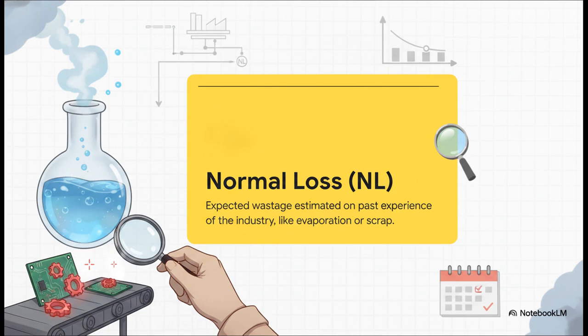For instance, if you're boiling fruit juice, some of that liquid is inevitably going to evaporate. Or maybe there's minor scrap from rejected labels. It's completely normal, it cannot be totally eliminated, and because no factory is perfect, we plan for it.